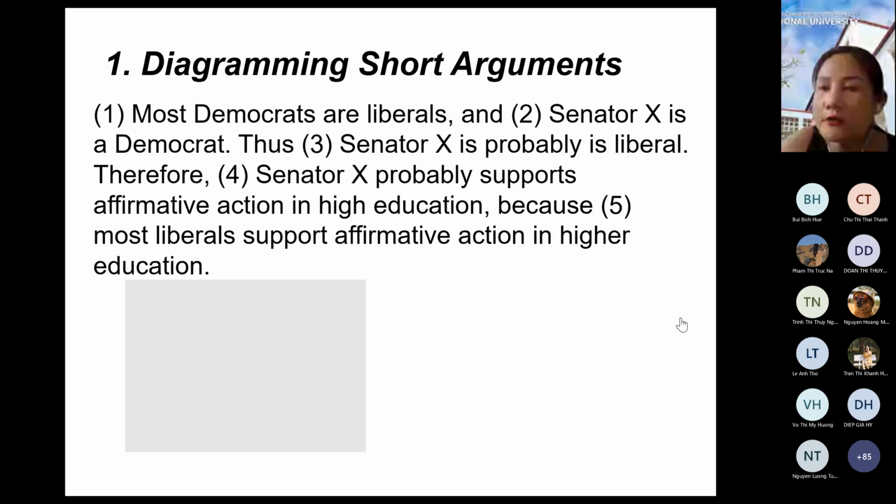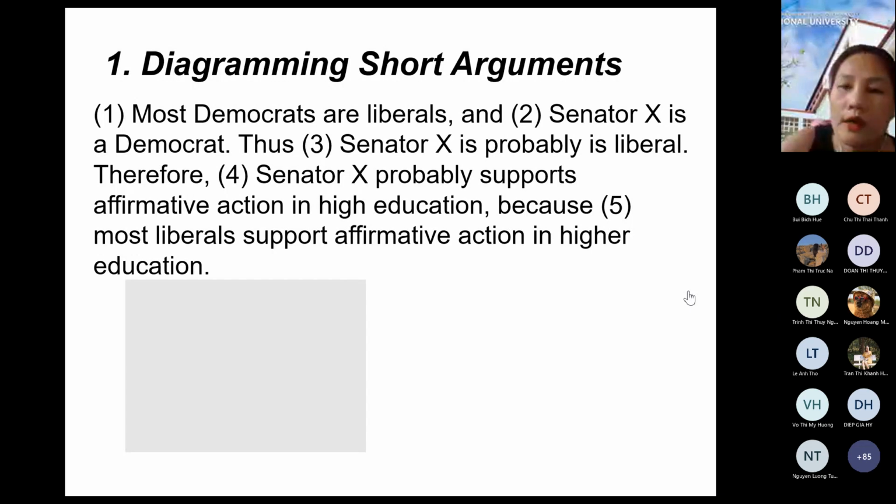Okay, I got the first answer from Nguyễn Xuân Sơn. 1 plus 2 leads to 3, 3 plus 5 leads to 4, and that is also the same answer as Bùi Bích Huệ. Let's see if other friends do too. Okay, Trần Gia Huy typed like that, and I think it also has the same meaning, yeah. 1 plus 2 leads to 3, and 3 plus 5 leads to 4. Very good.